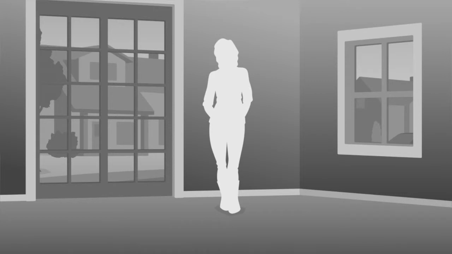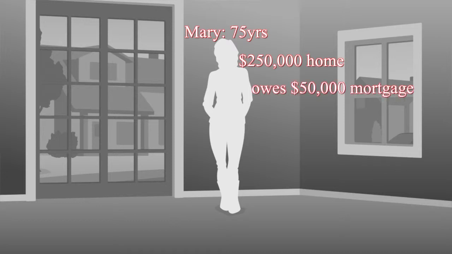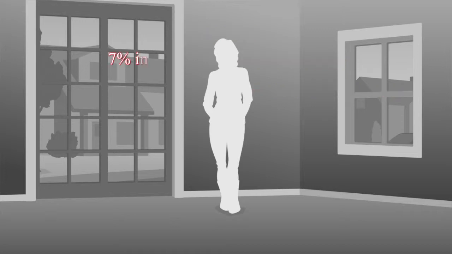Here's a reverse mortgage example. Mary, a 75-year-old borrower, lives in a home worth $250,000 and owes $50,000 on her existing mortgage. She qualifies for a reverse mortgage of about $121,000 with an interest rate of 7%. Mary borrows $67,000 to pay off her existing mortgage and for minor home repairs.